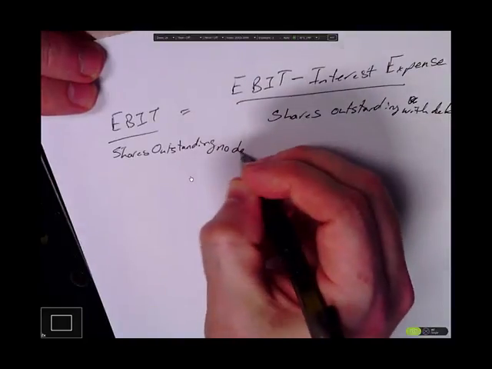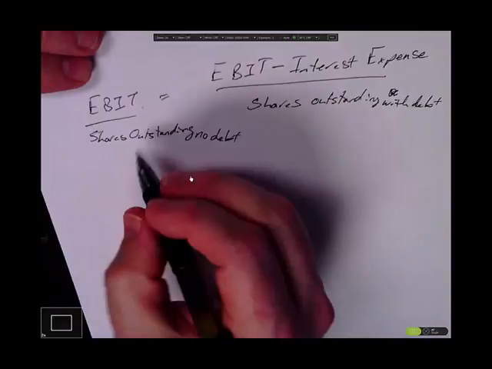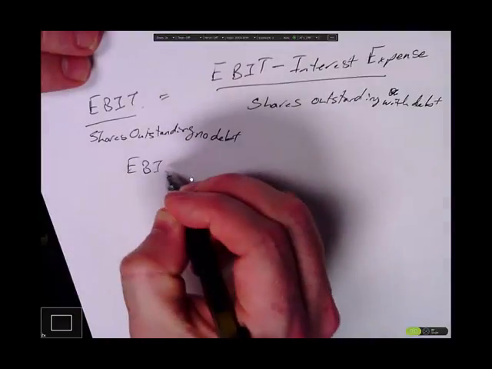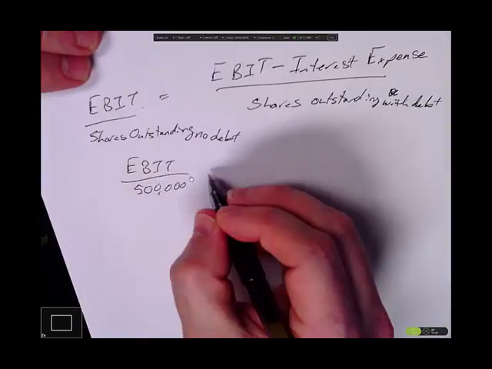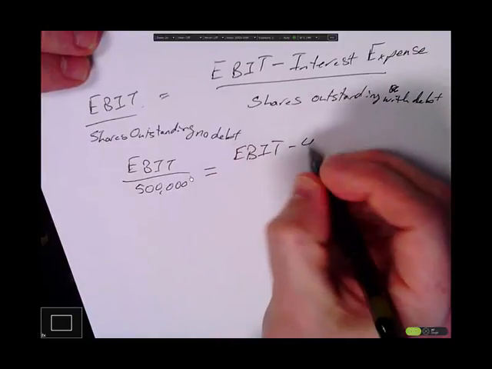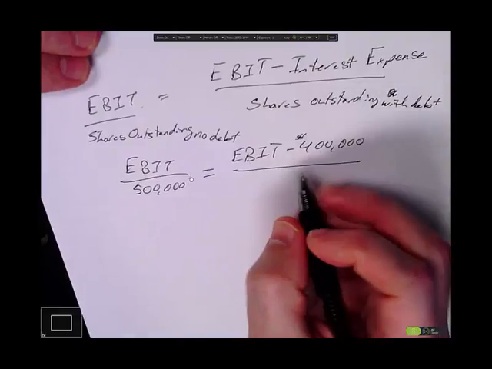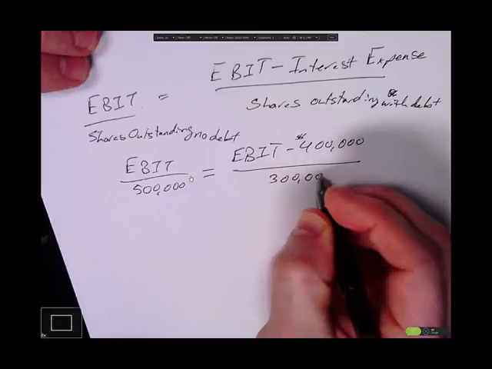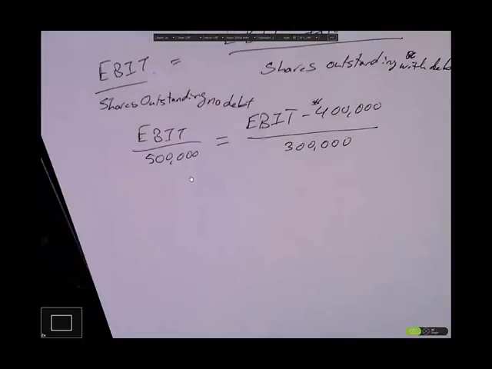Okay. So EBIT is my variable. I'm going to leave that in my equation, and that's what I'm solving for. So I have EBIT divided by 500,000, because that was our shares outstanding with no debt, is equal to EBIT minus $400,000, because that was our interest expense, divided by 300,000 shares, because that's how many shares we had left over after we took out debt and repurchased 200,000 shares. So now I want to solve for EBIT.